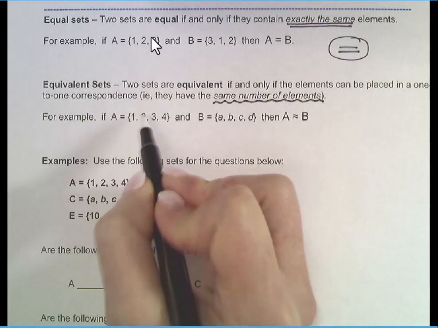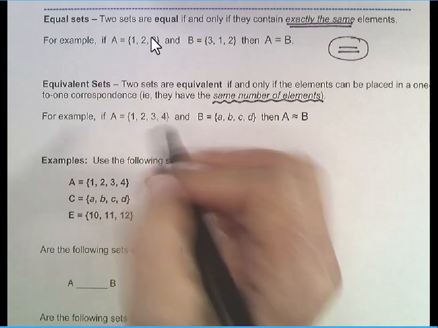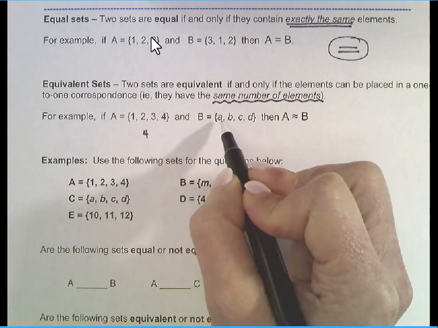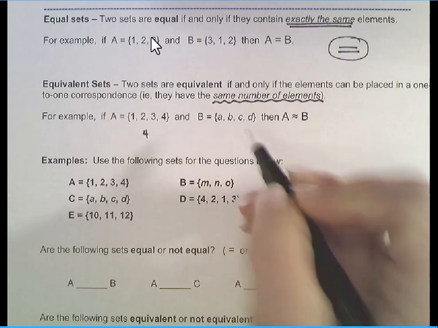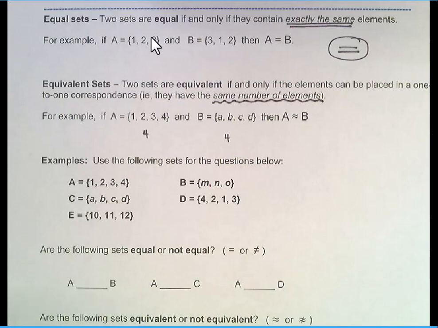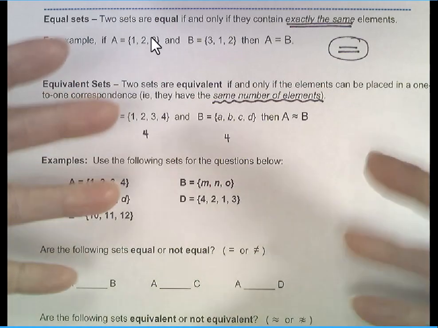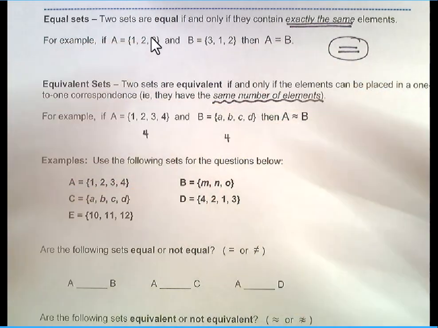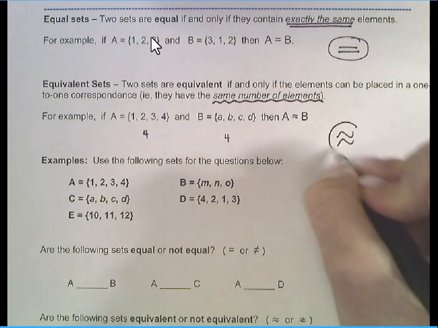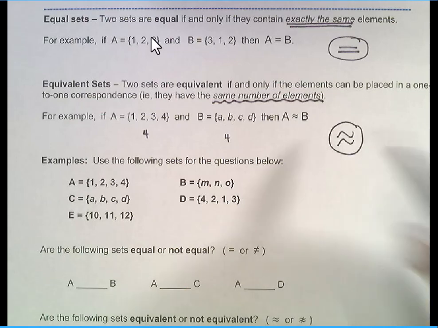So set A contains the elements 1, 2, 3, and 4. Do you see how it's got 4 elements? Set B has the elements A, B, C, and D. That also has 4 elements. So since they have the same number of elements, that 1, 2, 3, 4 could be paired up with A, B, C, D, then we say A is equivalent to B. So we use these squiggly equal signs. It's not quite equal, but they're equivalent.